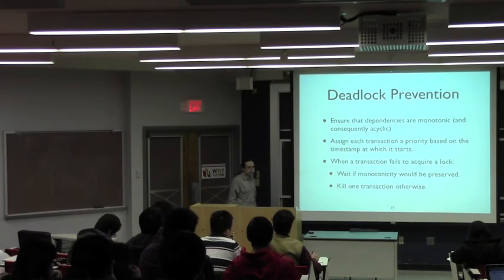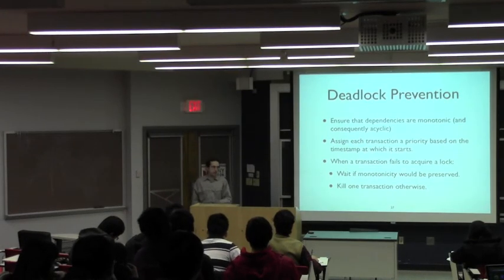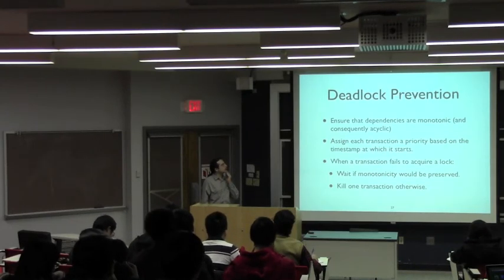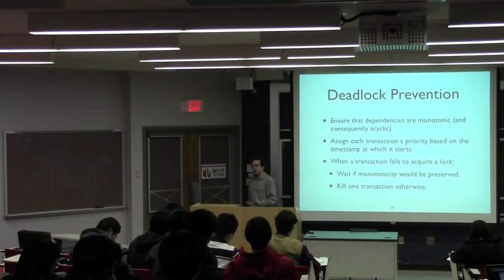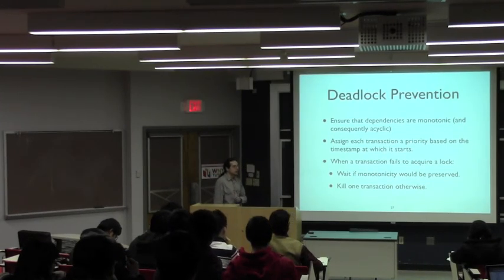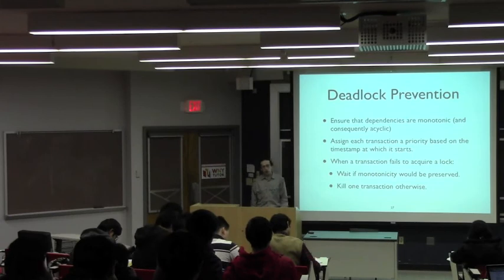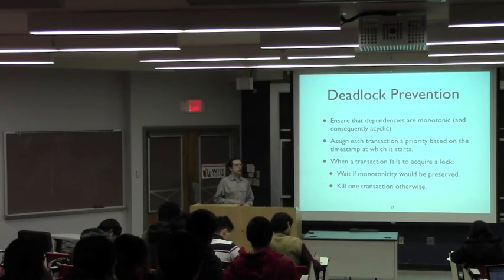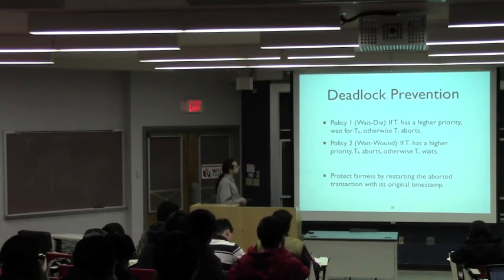And the most common way that this is done is to ensure that the dependencies are always in the same order. What that basically means is that you can take the transactions and put them into priorities, and make sure that a transaction only depends on transactions with a higher priority. So when a transaction tries to acquire a lock, you can determine whether that lock would require creating a dependency on a transaction with a lower priority, and if that happens, the transaction with the lower priority gets killed. There are two concrete strategies for doing that.